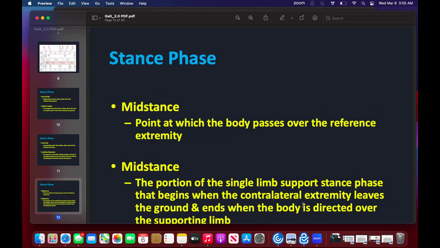Mid stance, same terminology for both Rancho as well as traditional language. So this is the actual time when the body passes over the foot, right? So this is when your glute medius is activated because you're trying to keep the pelvis level.